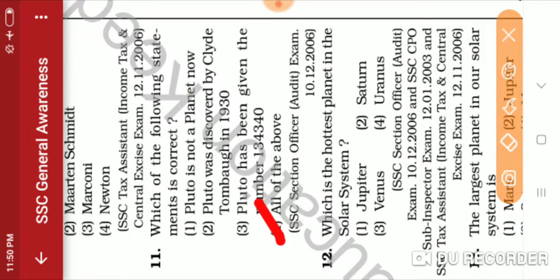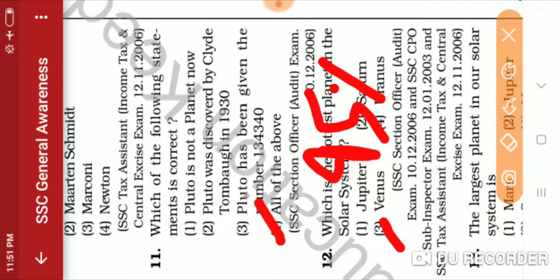Next question is that which is the hottest planet in the solar system? So I told you that Venus is the hottest planet because it contains 95% of the carbon dioxide, CO2. That's why the sunlight comes but it's not allowed to escape.